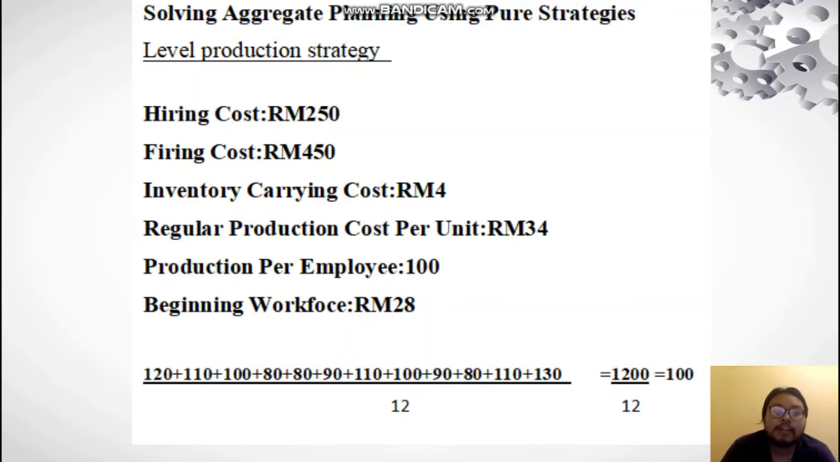Next, we will solve the aggregate planning using pure strategies. The hiring cost is 250 ringgit, firing cost is 450 ringgit, inventory carrying cost 4 ringgit, regular production cost per unit 34 ringgit, production per employee 100, and the beginning workforce is 28. This is the labor production strategy. Next, we add all of the forecast demand and divide by 12.